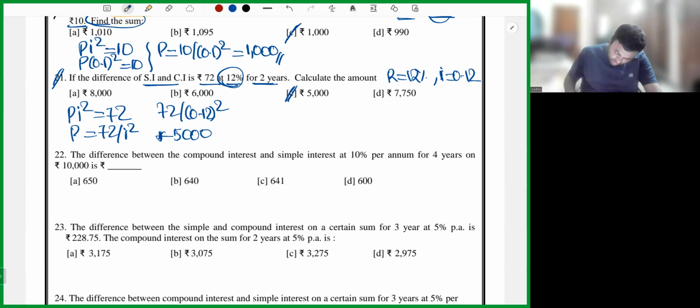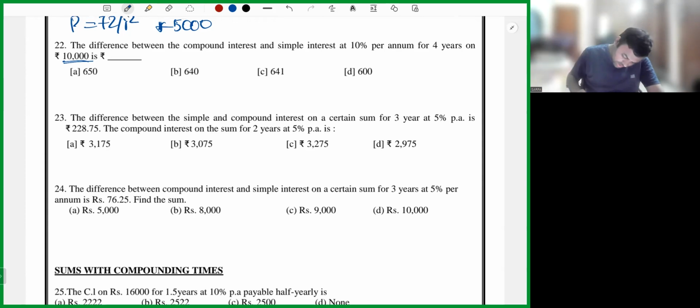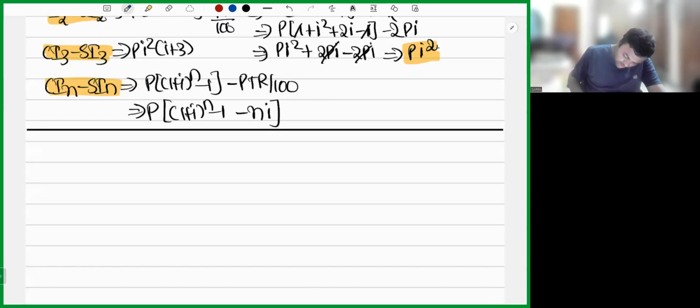Let's do 22, 23. The difference between simple interest and compound interest at 10% per annum for 4 years on rupees 10,000. He's asking the difference between SI and CI for 4 years on rupees 10,000. Let's apply the formula. For 1 year, 0. 2 years, PI square. For 3 years, PI square into (I plus 3). For 4 years, we have developed one formula, right? P into (1 plus I) whole power n minus 1, minus n into I. Let's apply the same thing. Question number 22. Let's start. No thinking. Direct attack.